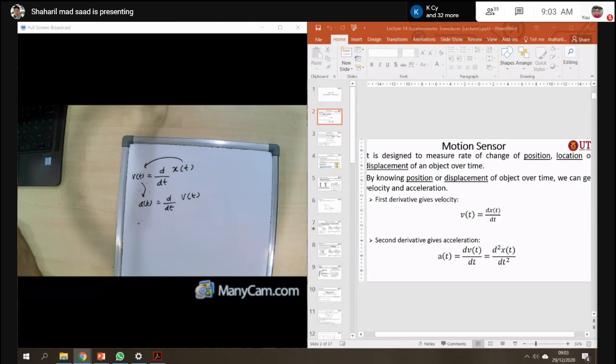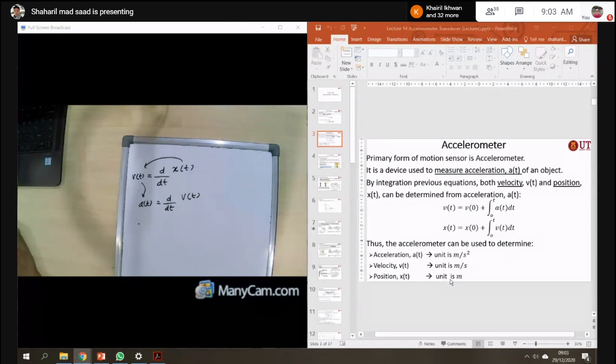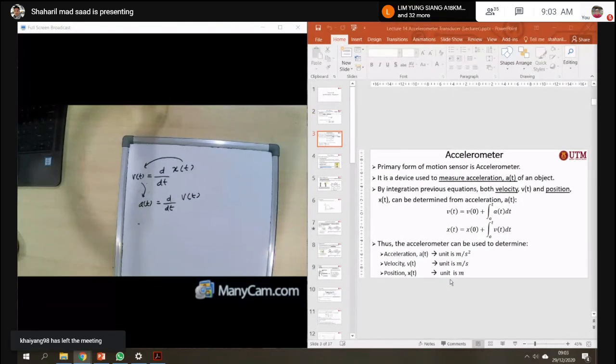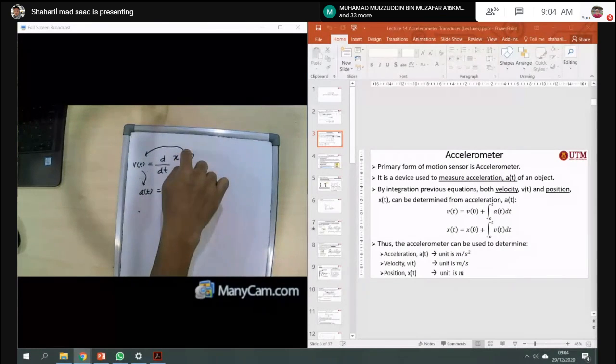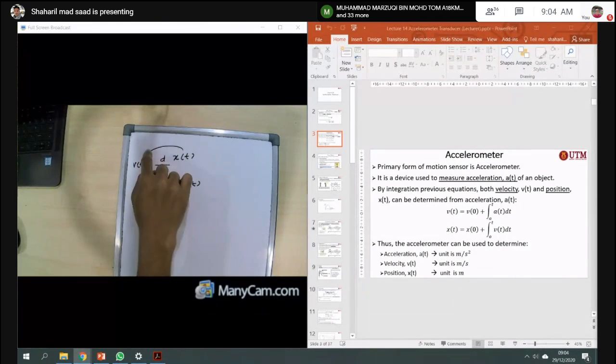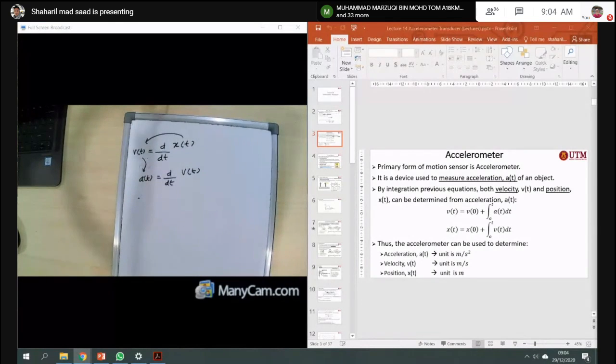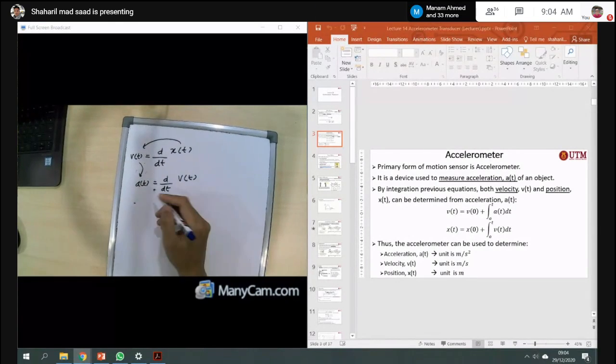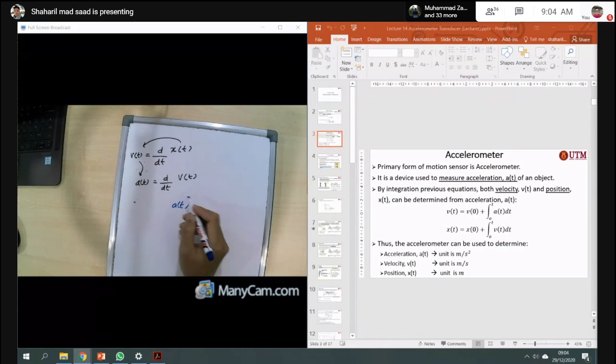All right. Okay. And then the accelerometer is a primary form of the motion sensor, and it is used to measure the acceleration of an object. So this is when we take the derivative of displacement we get the velocity, and the derivative of the velocity we get the acceleration.